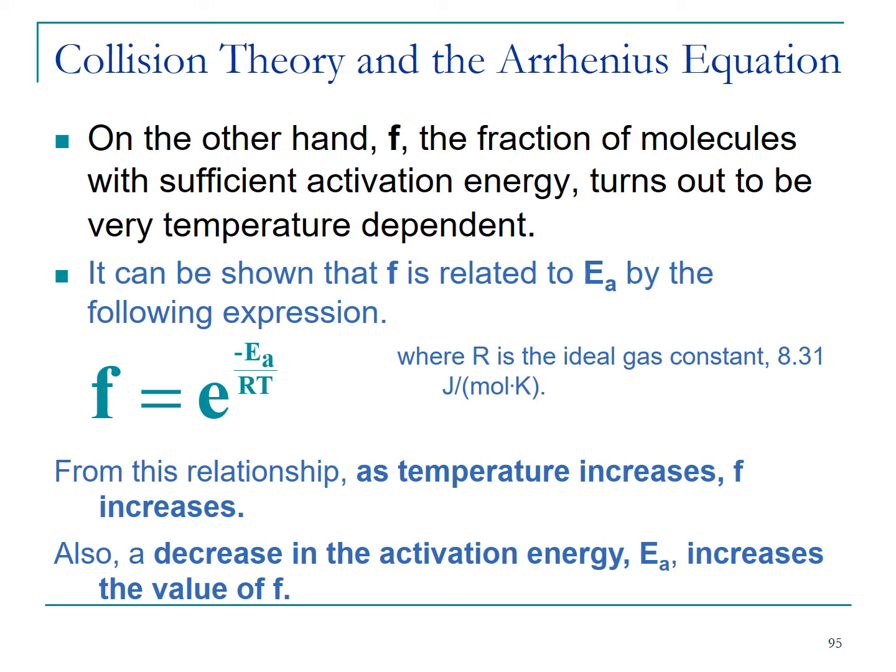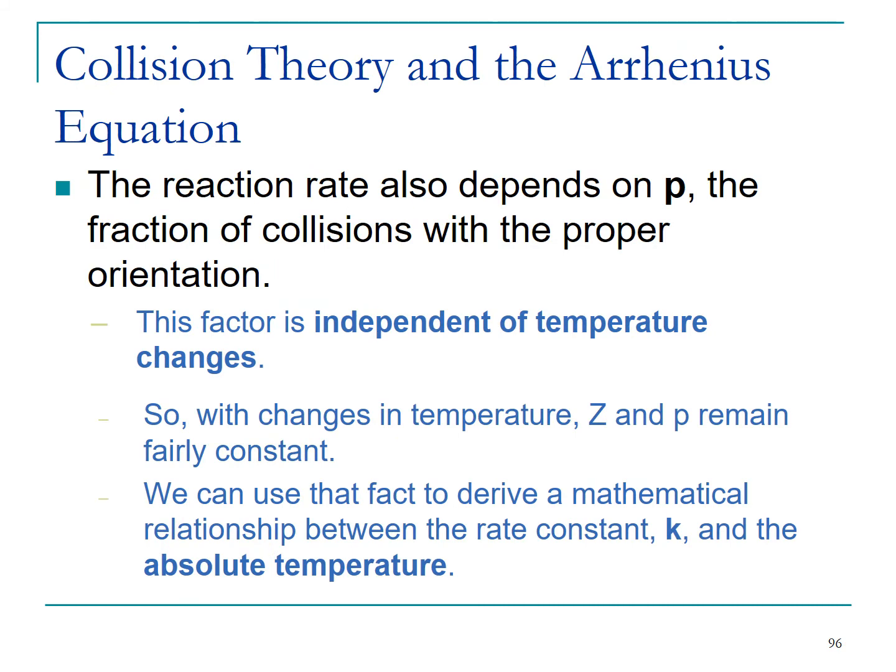R is a constant, but basically because it's e raised to the negative EA over RT, if temperature increases, you're making that a smaller number and making it less negative, so F increases. Or also if EA gets smaller, because it's becoming less negative, F gets bigger. And so F is basically the number that, the lower the activation energy, the more molecules, of course, that have enough activation energy. And as temperature increases, the more molecules that have that enough activation energy. And so that's the main reason why rates of reaction increase with temperature.